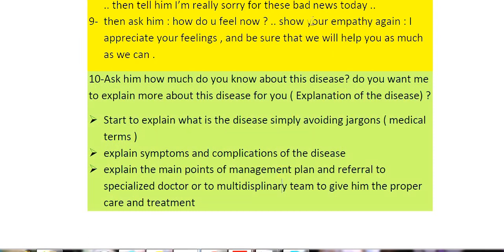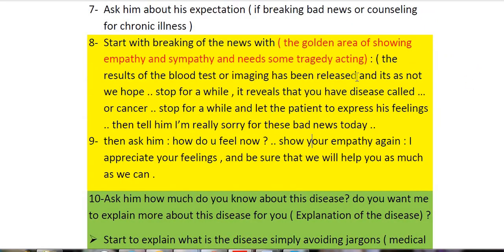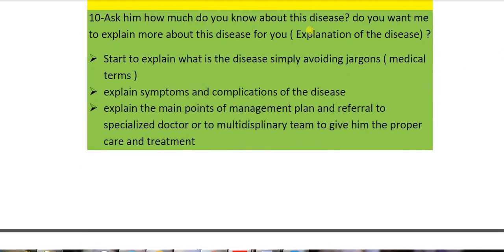These two areas, the area of tragic acting, of breaking the bad news gradually, and this area of explanation of the disease, are very important for your idea to reach the patient simply, with an empathic and sympathetic way.